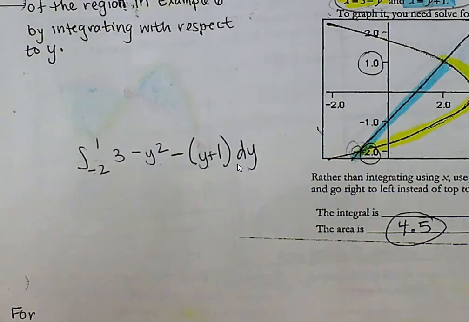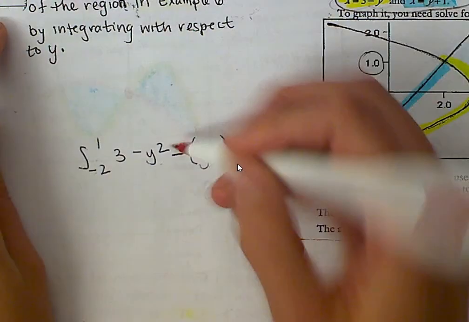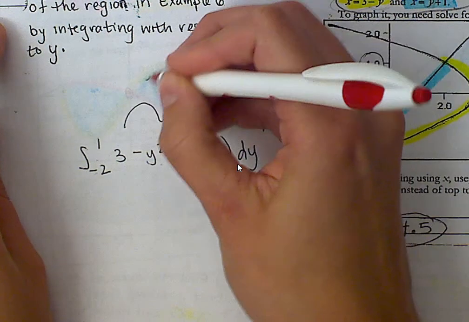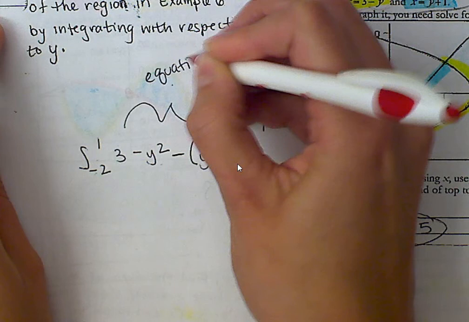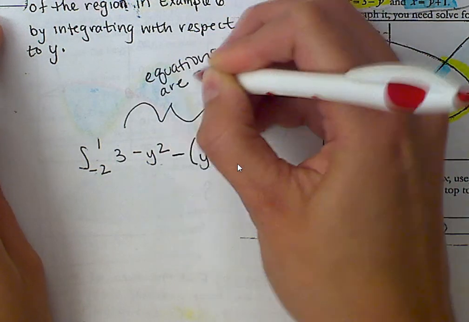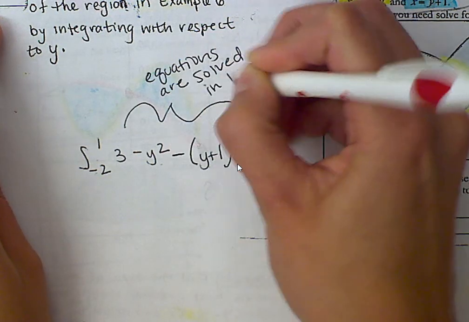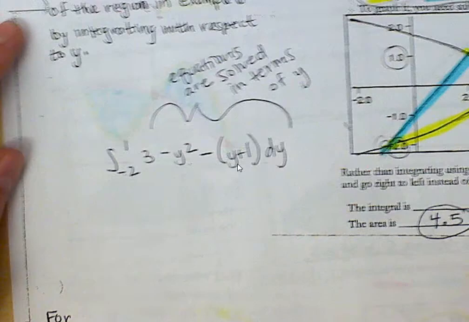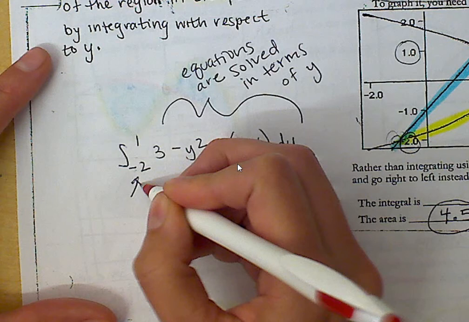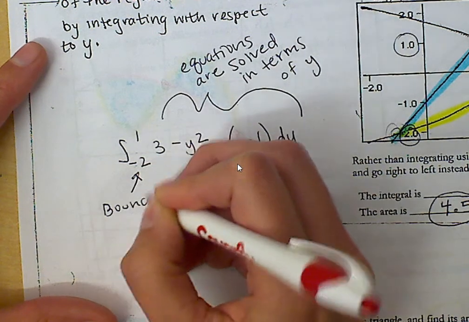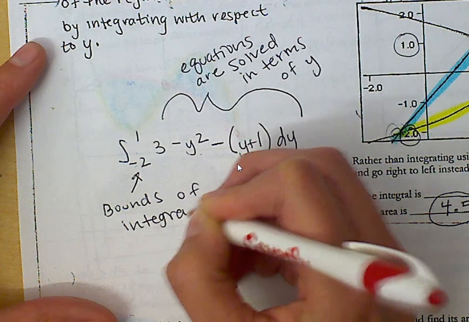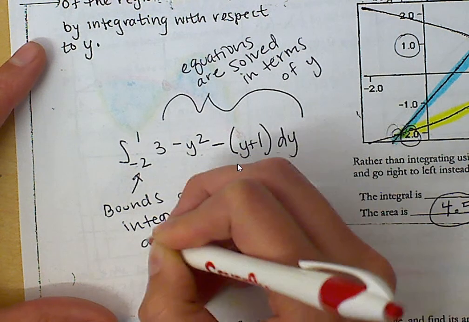Biggest things here is that basically all your variables, so the equations, are solved in terms of y. And then the bounds of integration are y values.